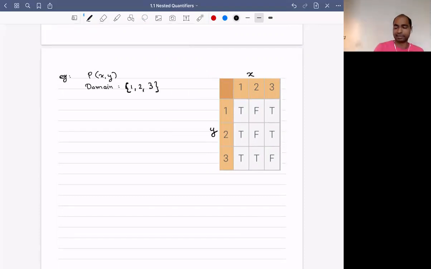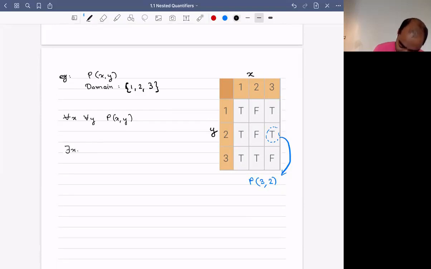So both x and y can take values 1, 2, 3. And what this table is showing is exactly the truth values for that. For example, this entry is P of 3, comma 2. Let's do for all x, for all y, pxy.